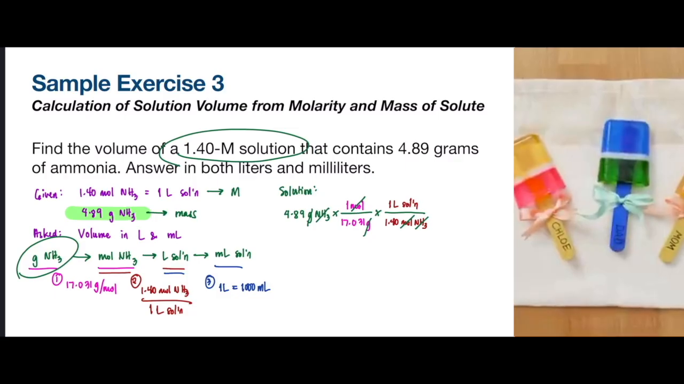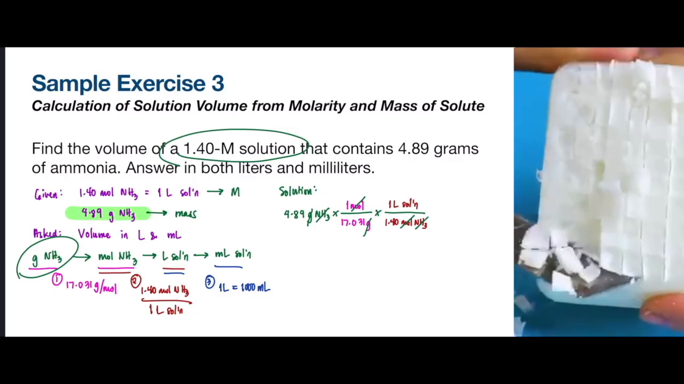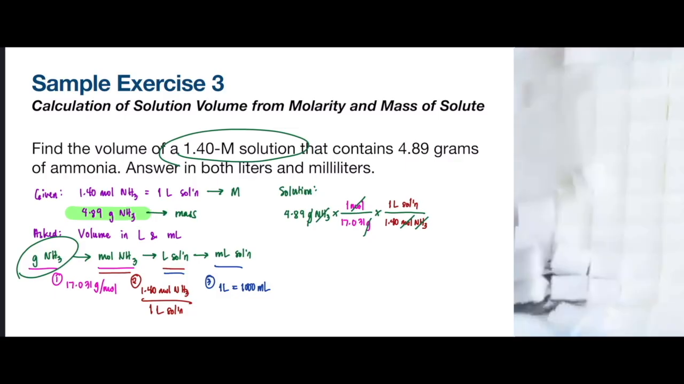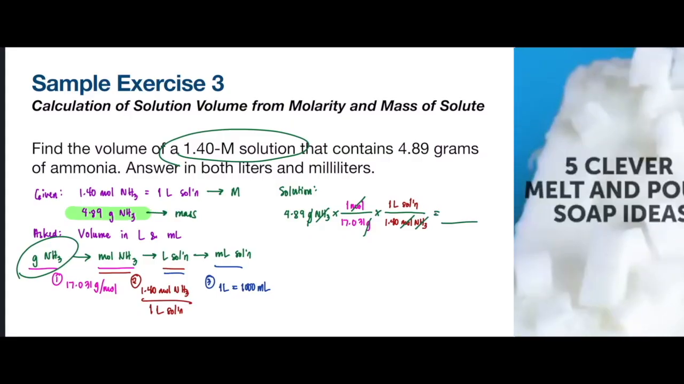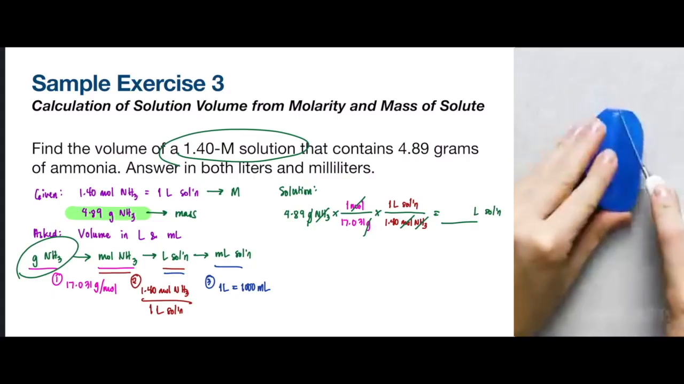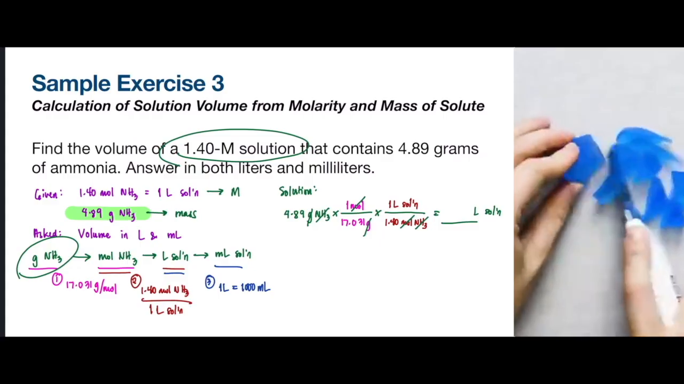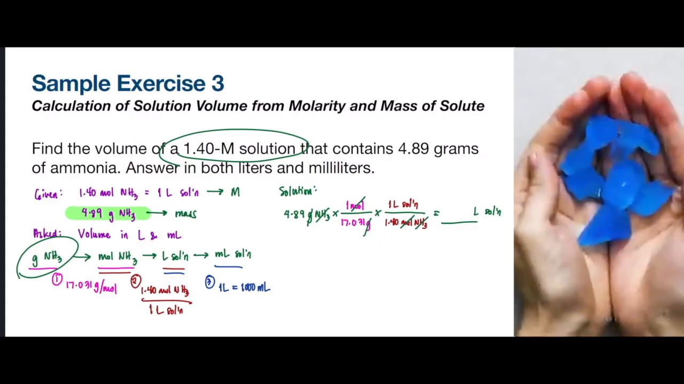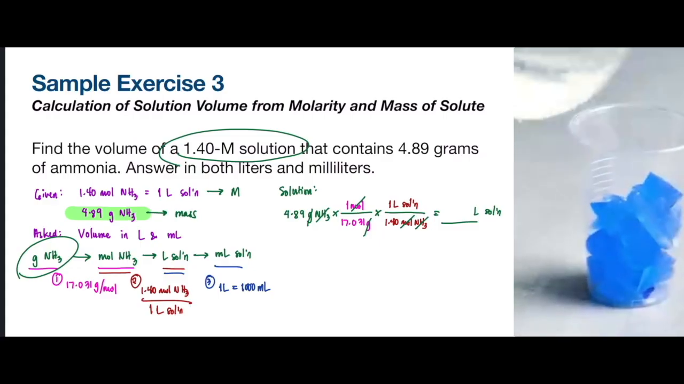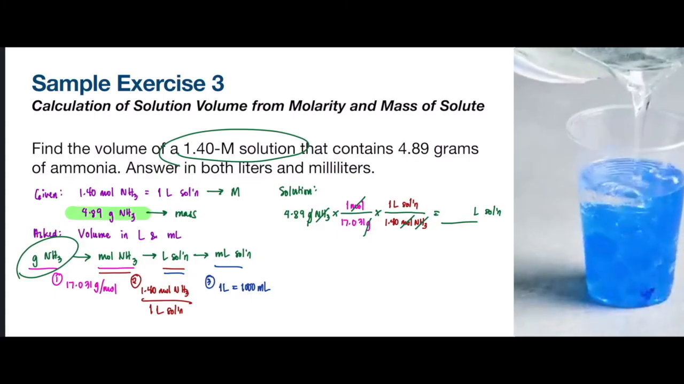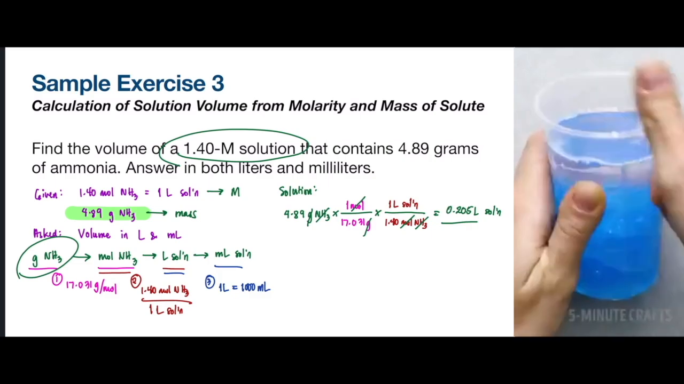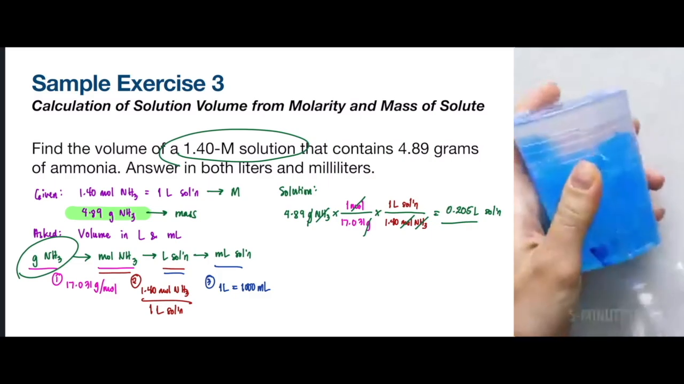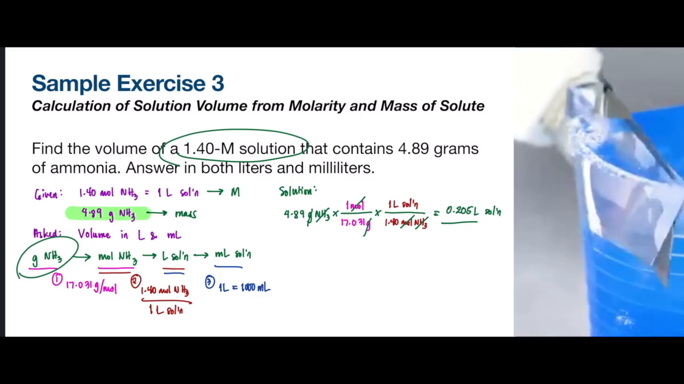Now we currently have liters of solution. And for now, we can solve this equation for us to identify the first ask in the problem, which is the volume of the solution in liters. So 4.89 grams of ammonia times 1 over 17.031 times 1 over 1.40 is equal to 0.205 liters of solution. Therefore, the volume of the solution in liters is 0.205 liters.